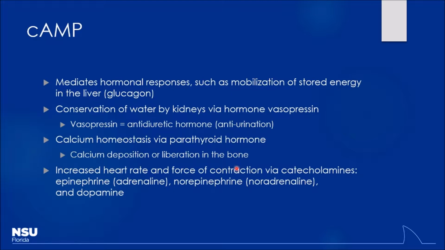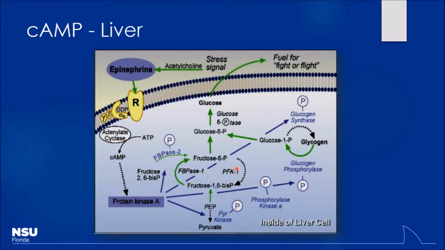Things like conservation of water in the kidneys through vasopressin, things like calcium homeostasis via parathyroid hormone. These are just different examples of where cyclic AMP is really used to help regulate a lot of these processes here, right? So let me show you some pictures. I think it helps drive it home a little bit better. So imagine, and again, I'm not going to get super in the weeds with this one. I just want you to focus on the highlights here.